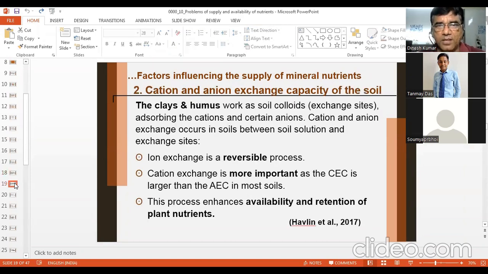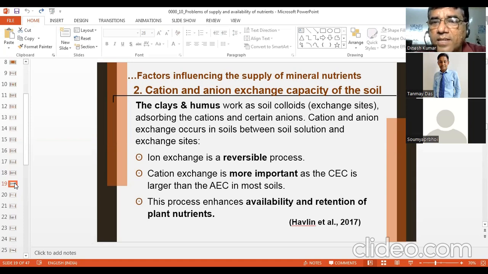Now next, the number 2 factor that will affect the supply of nutrients to the soil solution is the cation and anion exchange capacity of the soil. In general, the higher the values, the higher the supply. The clays and humus work as soil colloids. You know, there are 2 kinds of soil colloids: organic colloids, which is mainly humus, and non-organic or mineral colloids, which are your clays.